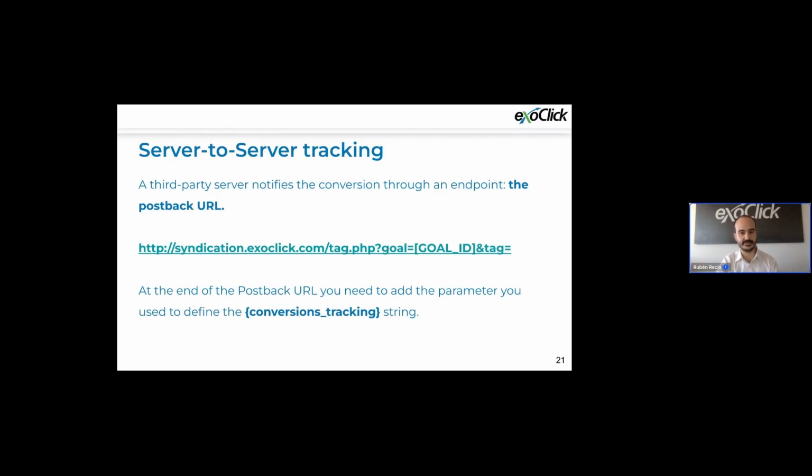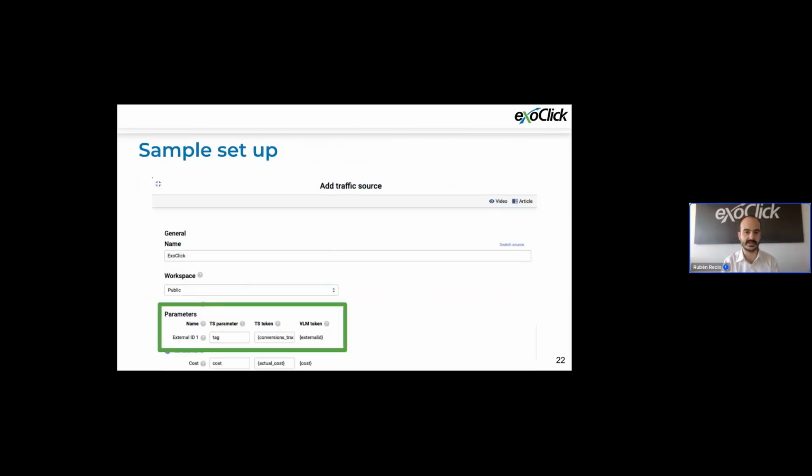Let's look at an example of how to set up a server-to-server tracking using one of the tracking solutions available, such as Volume. Here you can see an example. As an advertiser, when you're using a tracking solution and you're setting up ExoClick as a traffic source, you will get this template which contains all the tokens that you can use. And the very first token, which is the most essential, is the conversions tracking one. Volume will already tell you that in order to define this conversions tracking in the tracking URL that you're going to use, you need to use the parameter tag.